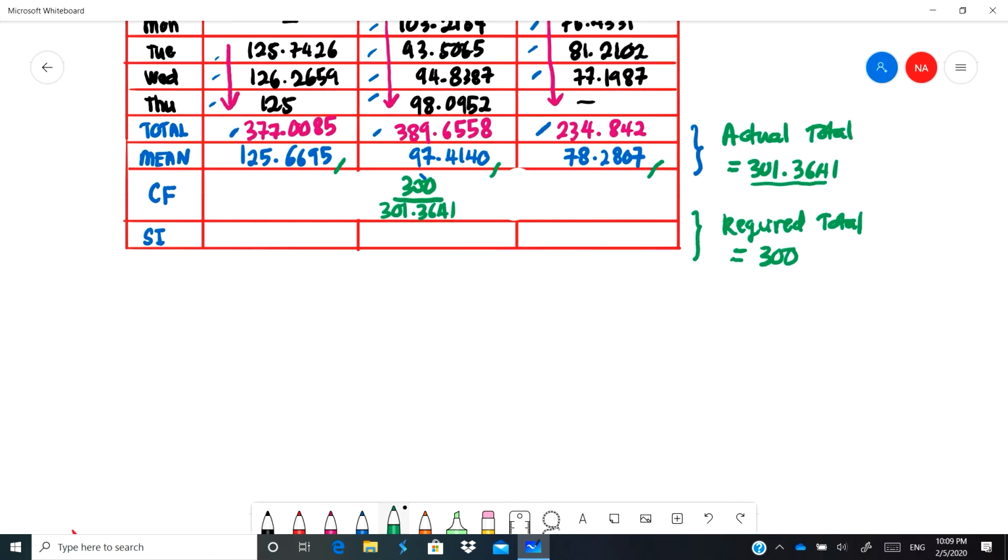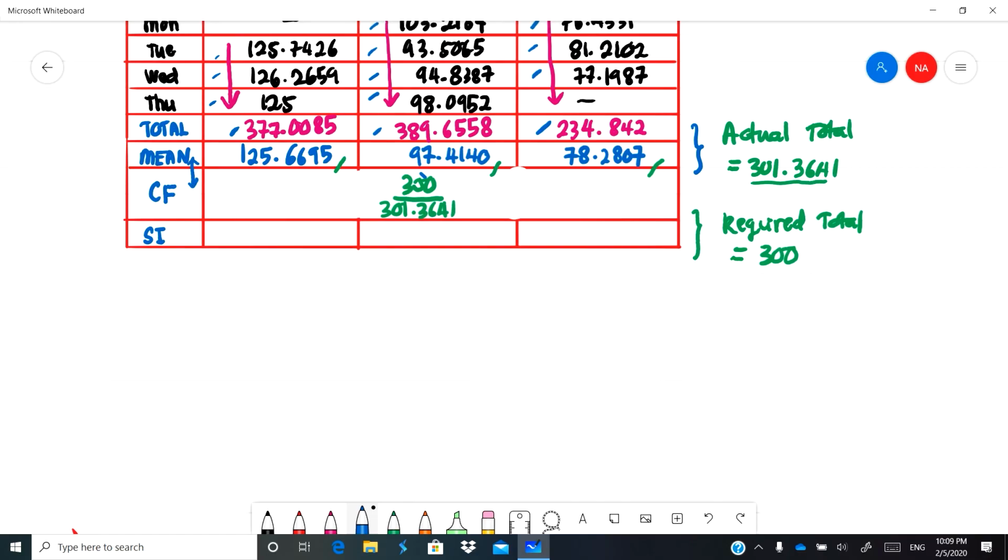And then we will have the last step. We can find the seasonal indices. To find the seasonal indices, you multiply the mean by the CF. You multiply these values, so you actually get 125.1007. The next one, 97.4140, you'll get 96.9730.